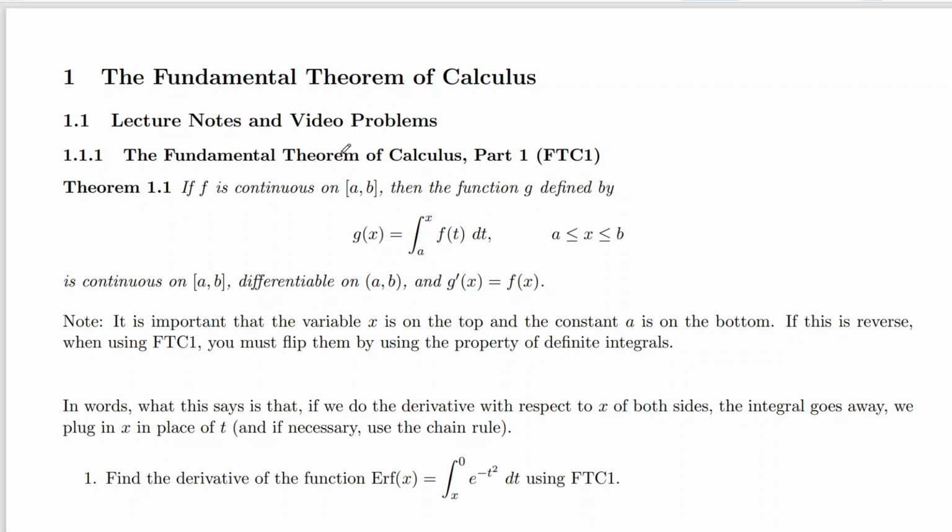And the first part of the fundamental theorem of calculus, which we abbreviate FTC, and for part one we'll put a 1 after it, says the following. If f is continuous on the closed interval a to b, then the function g defined by g of x equals the integral from a to x of f of t dt, where x is between a and b, is continuous on the closed interval a, b. It's differentiable on the open interval a to b, which means we can take the derivative as long as we're not at x equals a or x equals b.